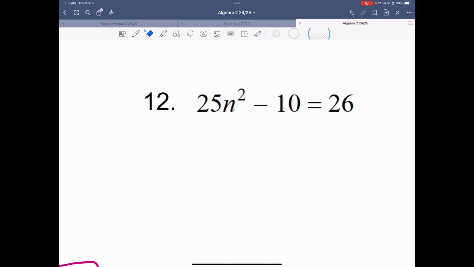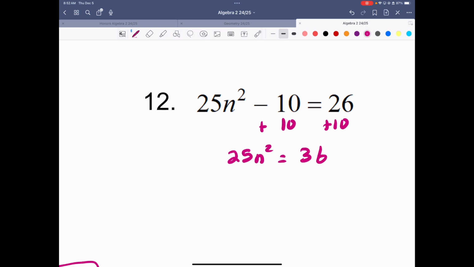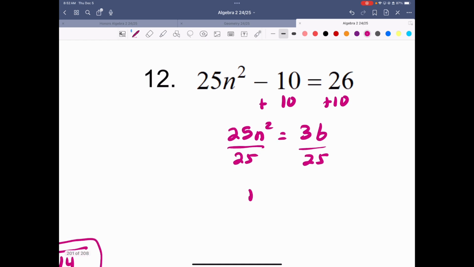See what happens if you remember how to deal with fractions. It's getting a little bit of puzzling looks. It's okay. So 25n squared, we have to add 10. I think everybody was good with that, right? So that's 36. Divide by 25. Okay, so we've got n squared equals 36 over 25.